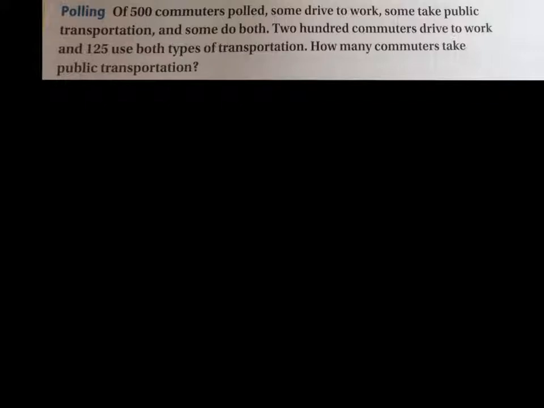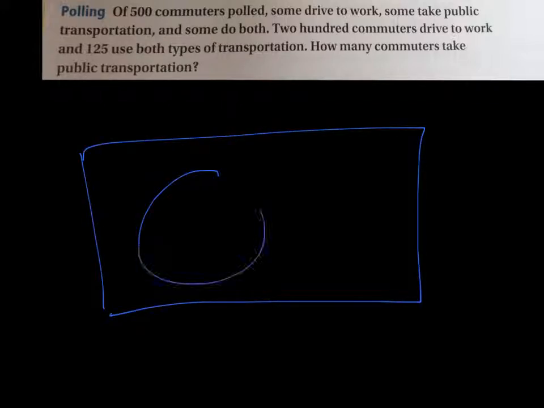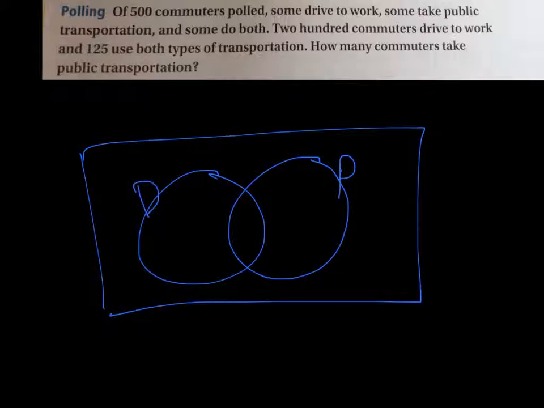Now let's take a look at this word problem. So, of 500 commuters polled, so that's our total, right? That's kind of like our universal set. Some drive to work, some take public transportation, and some do both. So we have 2 options here. So we know we're going to have two circles, right, in our Venn diagram. Let's call this D for drive to work and this P for public transportation. And then their intersection here, that's going to be the ones that do both, right? But the grand total is all going to add up to 500.